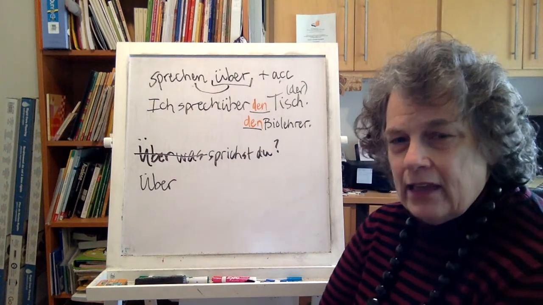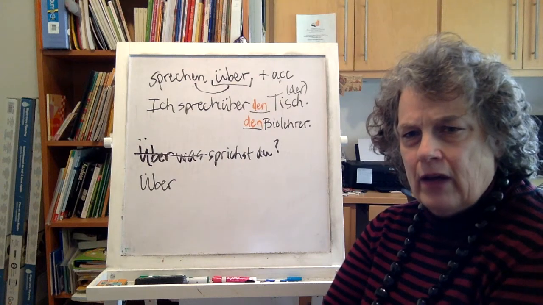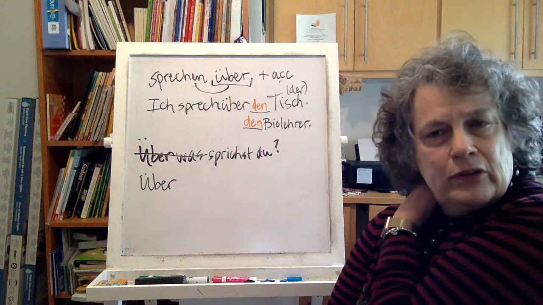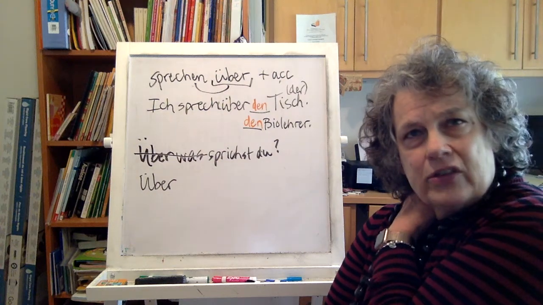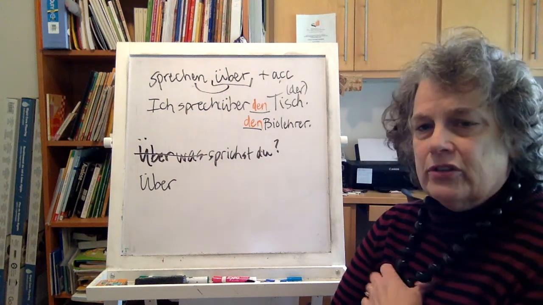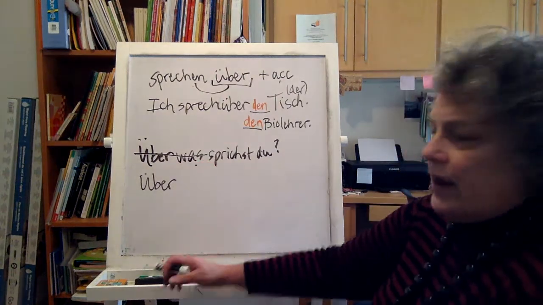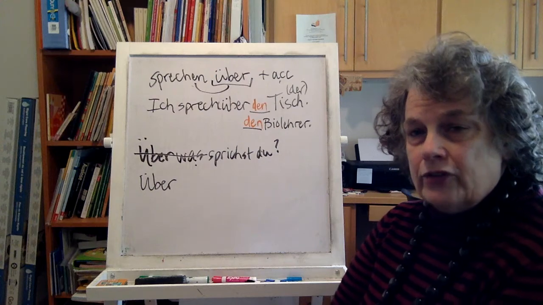You wouldn't say, what are you talking about, if you knew it was a teacher, right? Or if you knew it was your friend. Okay, so if you know it's a person, you can't use a wo compound. So you do basically this. All right, about whom are you speaking?